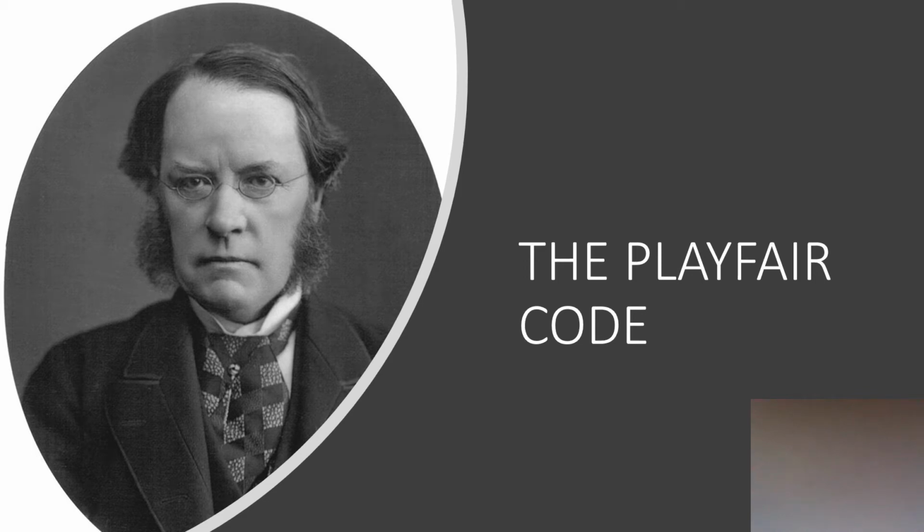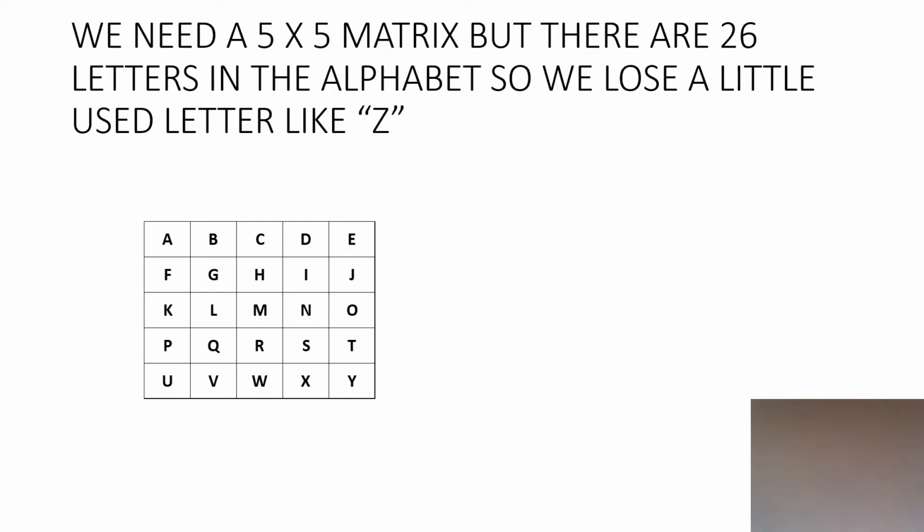Right, I'm going to explain the Playfair Code, and it's called the Playfair Code because it was used extensively by Lord Playfair in the 1800s. Essentially, what you do is you have a matrix, a 5 by 5 matrix, and that gives you 25 places. But there are 26 letters in the alphabet, so we lose a little used letter like Z. But that would be quite easy to decode because it's very predictable, and all that sort of thing.